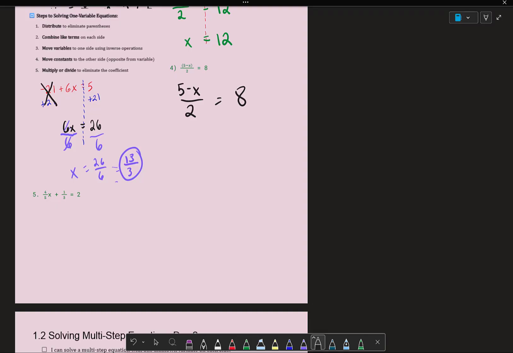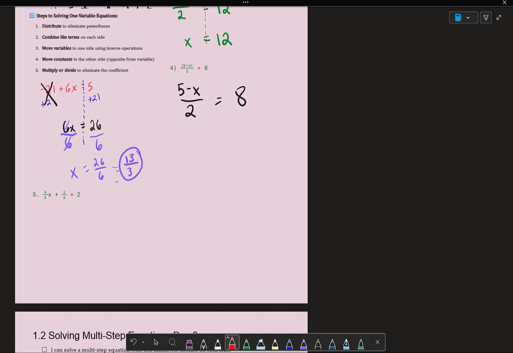Step 2 is combine like terms on each side. So again, there's no like terms because we have a 5 minus x over here. So one's a constant, one's a variable. So we can skip step 2. Step 3 says move variables to one side. We can skip that step. There's only one variable. Step 4, move constants to the other side, opposite from the variable.